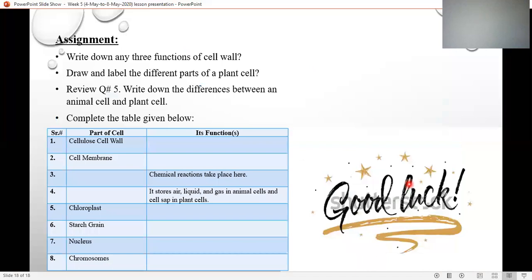And assignment, you are going to complete this table. You are going to write the function of cell wall. You have to label the different parts of a plant cell. Just draw a diagram very neat and tidy. I really love to check very neat and tidy diagrams. You can use color pencils, but please do it very neatly. Okay, and you have to write down the difference between animal and plant cell. I already told you that.